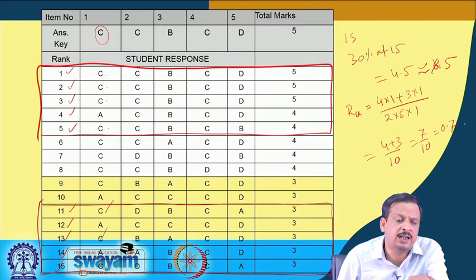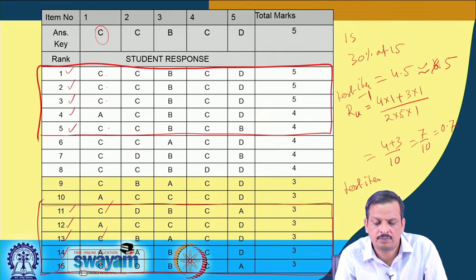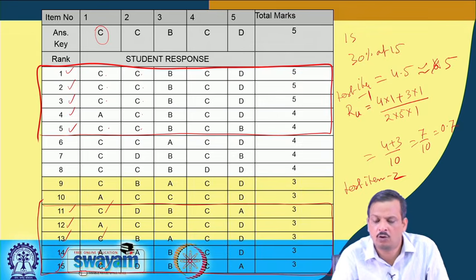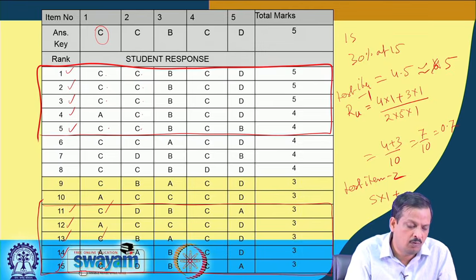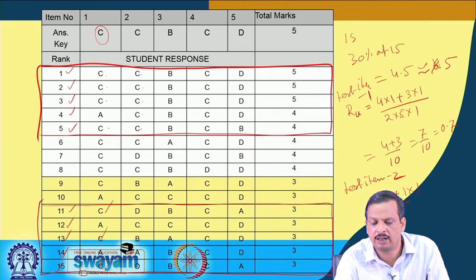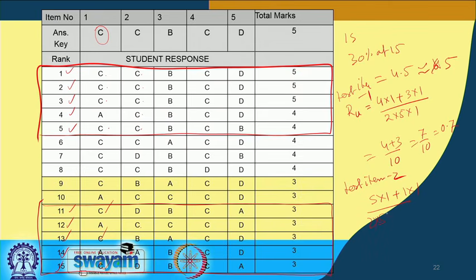If I calculate for item number 2, this was test item number 1. If I calculate for test item 2, then how many in the upper group? 1, 2, 3, 4, 5. So, all 5 gave the correct answer, 5 into 1. Lower group marks, only 1, plus 1 into 1 divided by 2 into 5. So, 2 into 5 into 1. So, it is nothing but 6 by 10, 0.6.